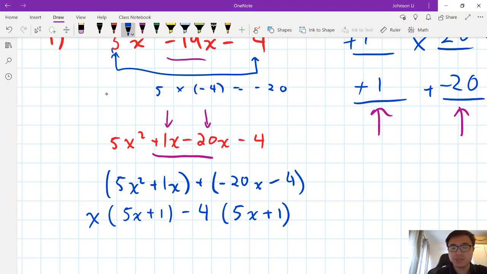So again, what I did is I tried to pick out the thing that I can divide from both. In this case, I can pull out an x from both of these terms. 5x squared has an x inside, so we can divide out the x from it, and then we have a 1x, and we can divide out another x from it. So think about what kinds of things you can pull out from those mini brackets.